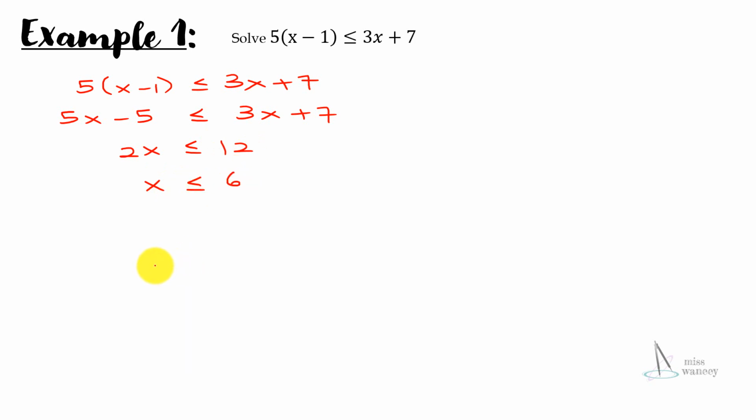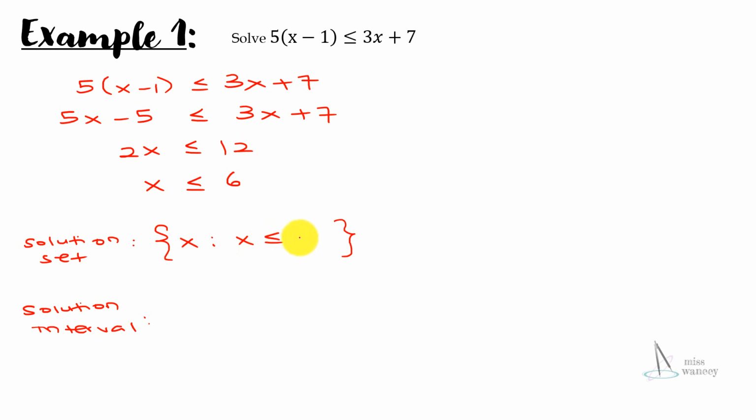The way we write our answer, there are two methods. You can use solution set, or you can use solution interval. So you can write them in the set notation or in interval. In the set notation, we should do some braces. So those are the set, and then x such that, and then take whatever inequalities that you have here. So x less than or equal to 6. So this is our solution set.